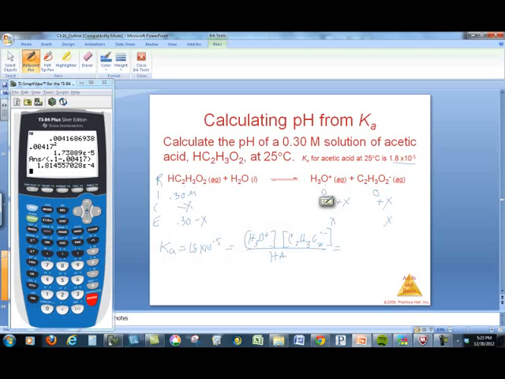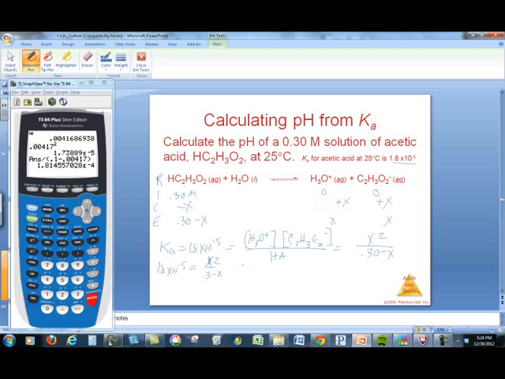Alright, so my H3O and my anion are both X, so this is going to be X squared, and this is going to be 0.3 minus X. Okay, so let's just write what we have here so far. So 1.8 times 10 to the minus 5 equals X squared over 0.3 minus X. Now this can get real messy real fast. It's going to be a quadratic equation, because if I distributed this, I'm going to end up with this times 0.3 minus this times X equals X squared.